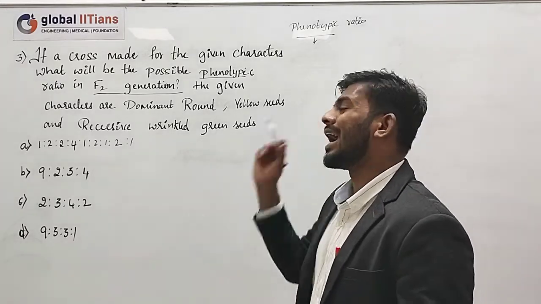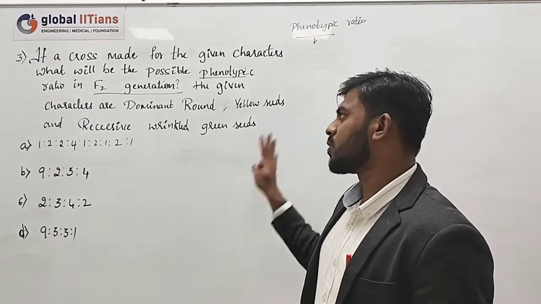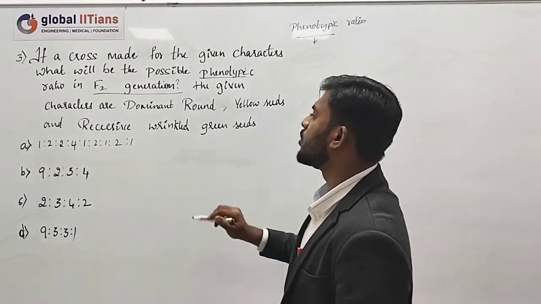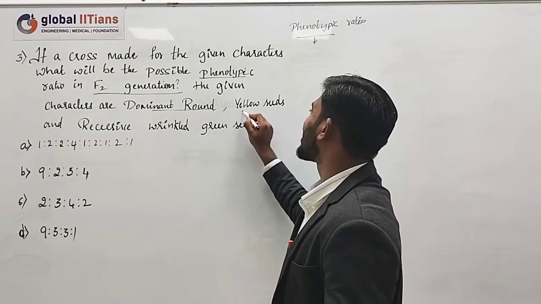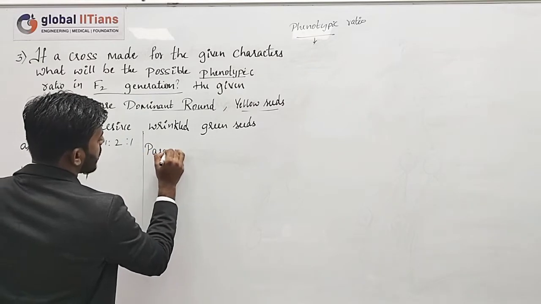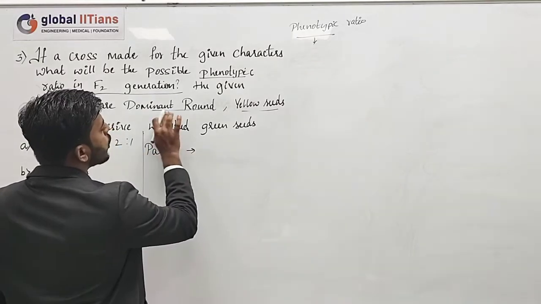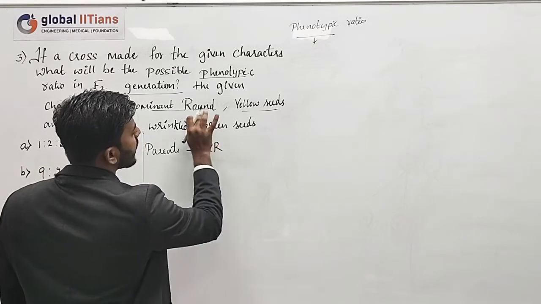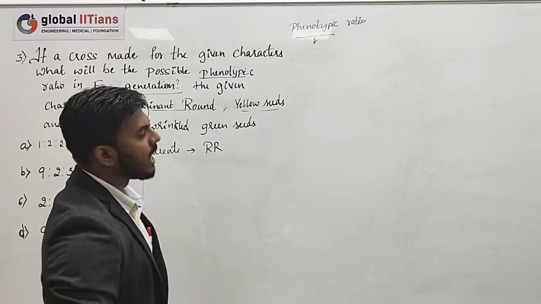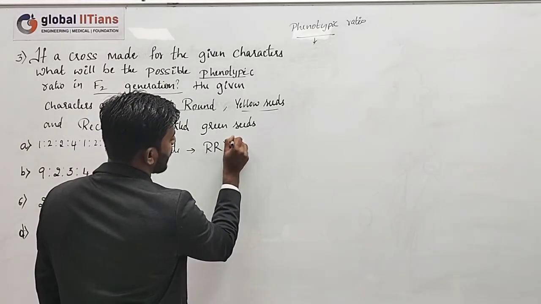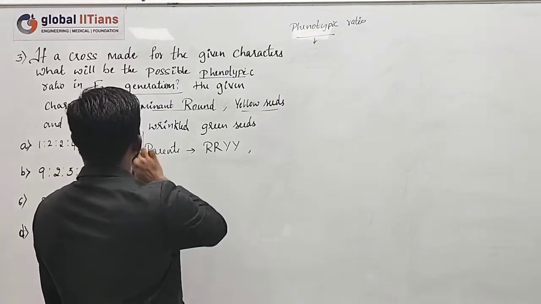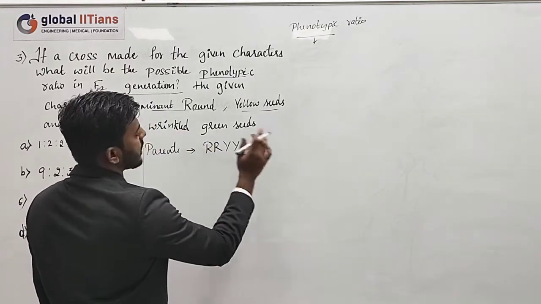Now how to identify this? Even though the question appears to be tricky, it's easy. First of all, have a look here. They mentioned dominant round and yellow, so let us consider them as a parent and make a cross. The parents are dominant round, capital R, capital R. Let the genotype of the round be capital R, and the genotype of yellow be capital Y, capital Y. And now we have the recessive, that is recessive wrinkled and green.